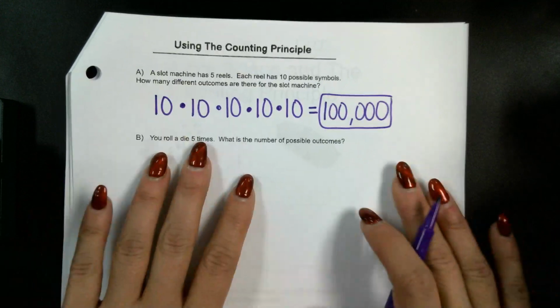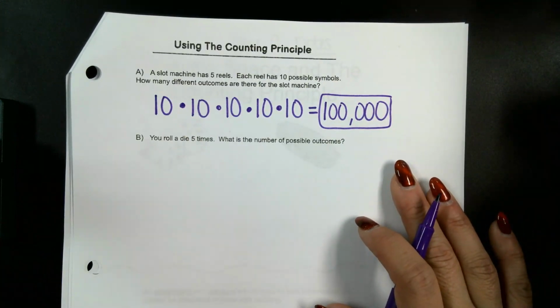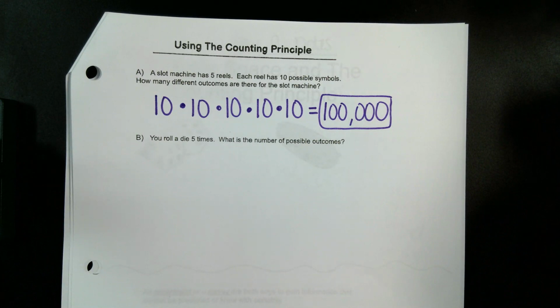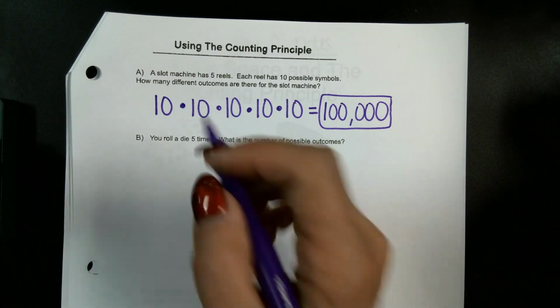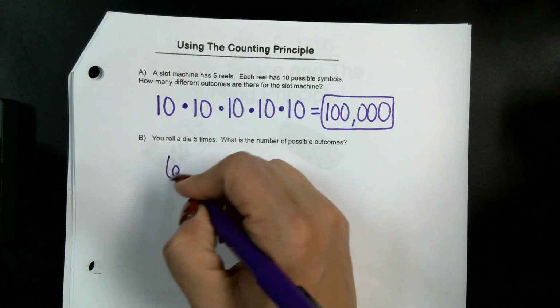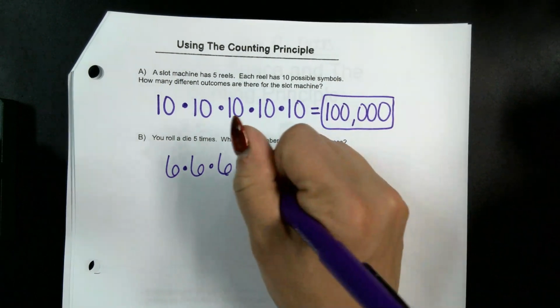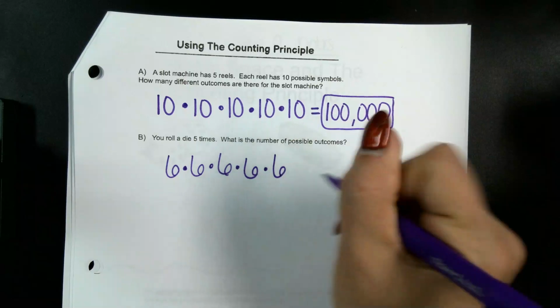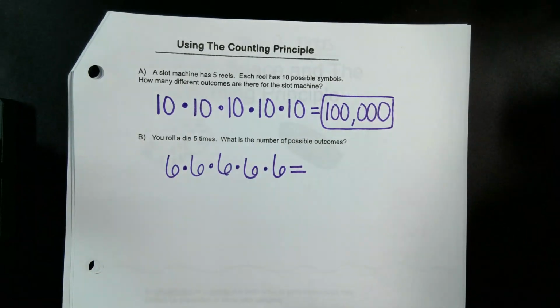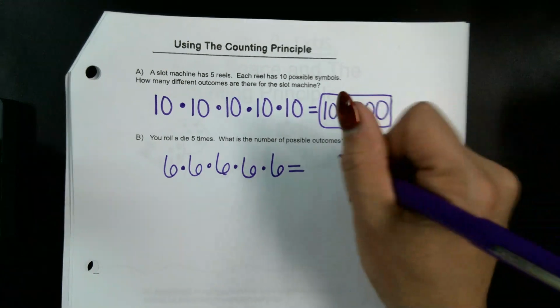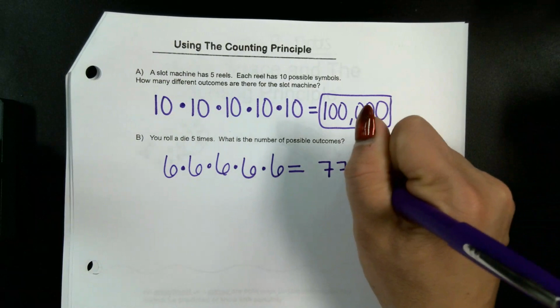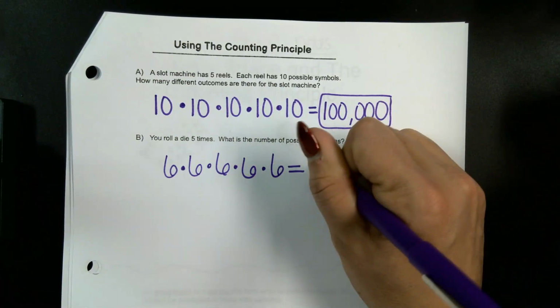Now this one you guys could all think about. So we have a die and we're going to roll it 5 times. Well, each time we roll it, how many options are there? So 6 the first time, 6 the second time, 6 the third time. It's not 6 times 5. It's 6 times itself 5 times. So 6 to the 5th. That is 7,776.